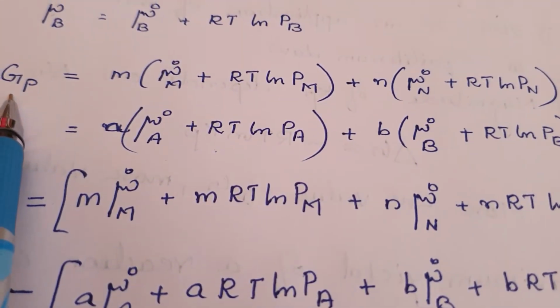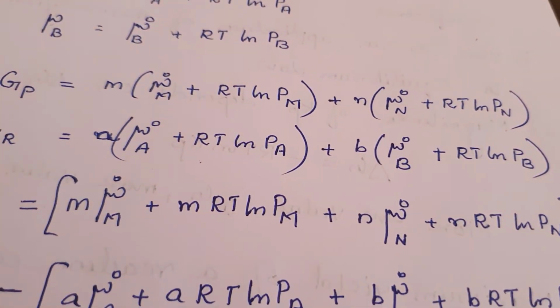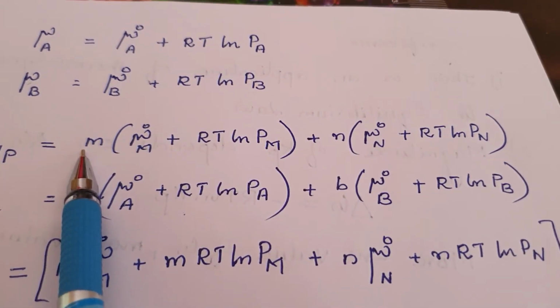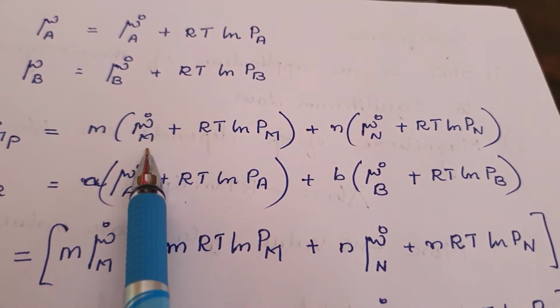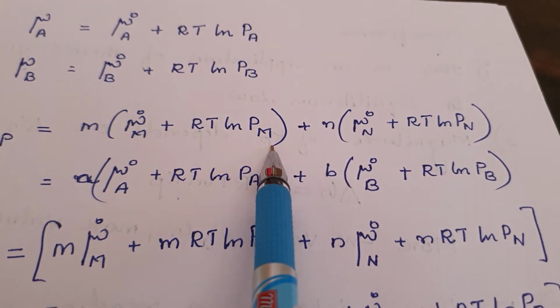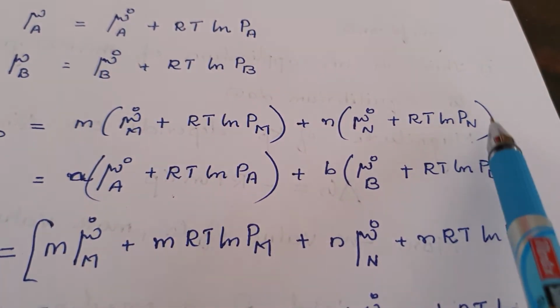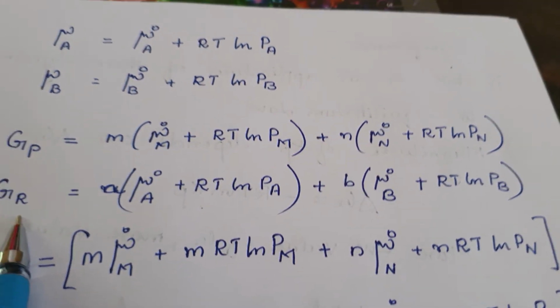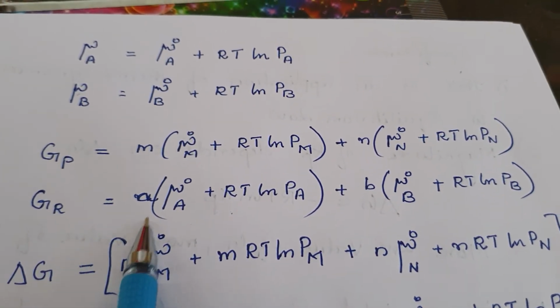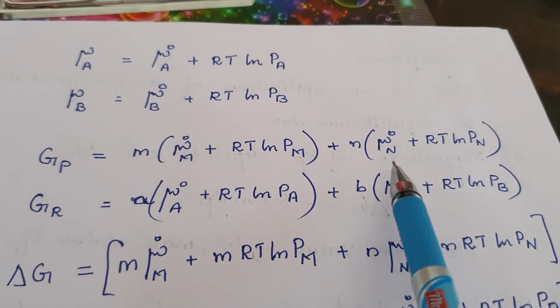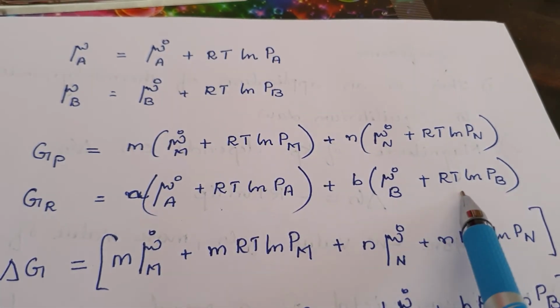Now Gp is equal to, what was Gp? Gp is equal to M into mu M plus N into mu N. So that will be equal to M into (mu 0 M plus RT ln PM) plus N into (mu 0 N plus RT ln Pn). Similarly, for the reactant, Gr is equal to A into (mu 0 A plus RT ln PA) plus B into (mu 0 B plus RT ln PB).